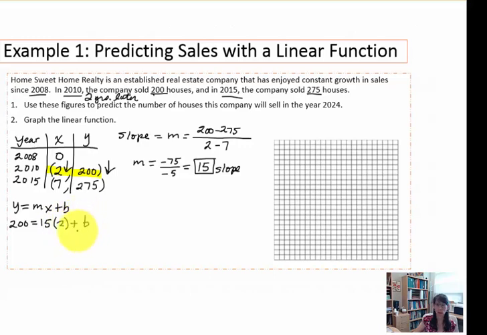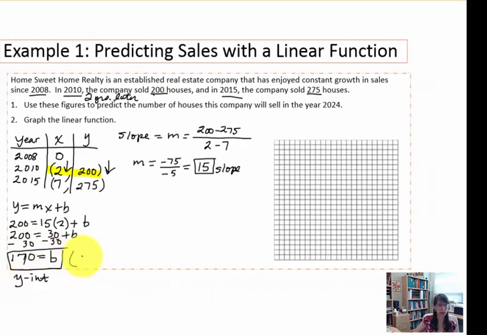B is what we don't know, so we'll keep that variable b. So it looks like 200 is equal to 30 plus b. Now we can solve this equation for b if we subtract 30 from each side of the equation. So that makes 170 equals b. This tells us that the y-intercept of our line is 170.